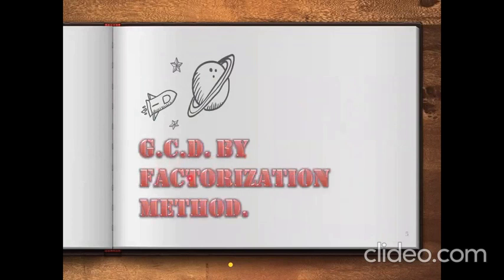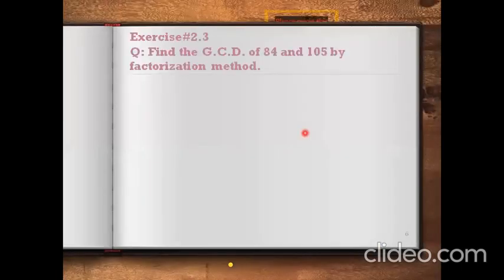The topic is GCD by factorization method. Again, what you will do, you will break the number into its factors and then find out the GCD. GCD means greatest common divisor. Now look here. This is the topic from exercise number 2.3, and the question is: find the GCD of 84 and 105 by factorization method.